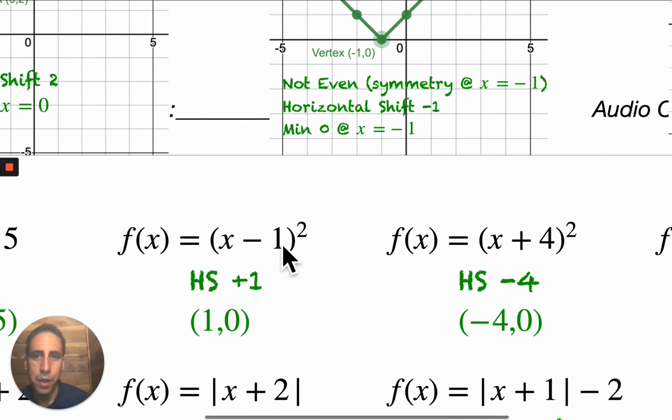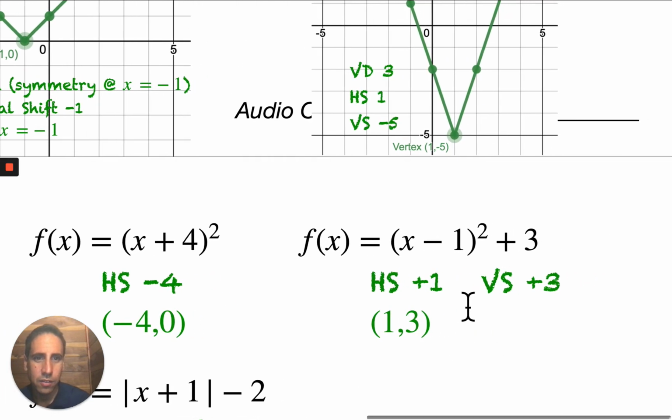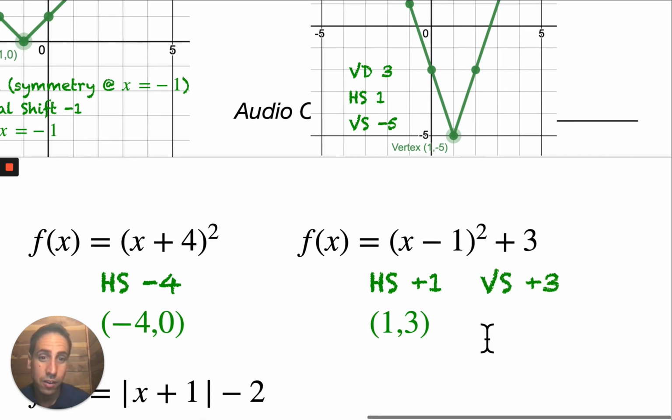So if this were... -1 creates a horizontal shift of +1, +4 creates a horizontal shift of -4. Remember, when it's on the inside, it flips around. It's the opposite. And so therefore, the vertex would be at -4, 0. Alright, so this -1 creates a horizontal shift of +1, and this +3 on the outside creates a vertical shift of +3, and the vertex is at 1, 3.